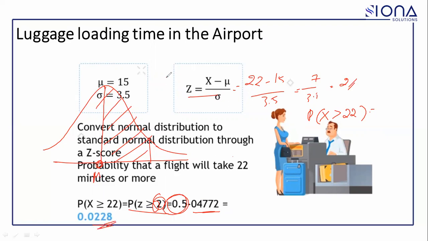So earlier, whatever answer we got, that was 2.5%. Here you got 2.28%. So before you do all this calculation, you have already guessed the answer.